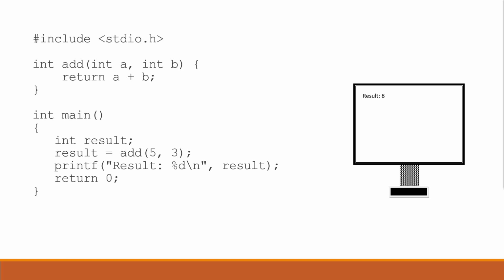int main. This is the main function where the execution of the program begins. int result. This declares an integer variable named result to store the result of the addition operation. result = add(5, 3). This calls the add function with arguments 5 and 3, and assigns the returned result to the variable result. printf("%d\n", result). This line prints the value of result using the printf function. The %d format specifier is used to print an integer value. return 0. This statement indicates the successful termination of the program.